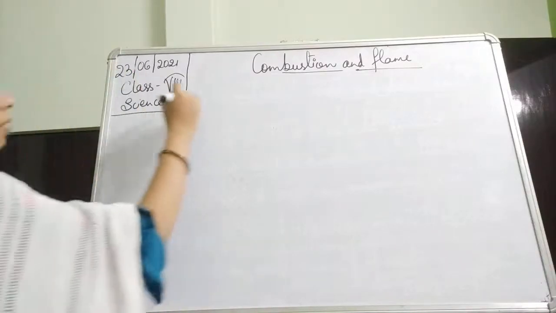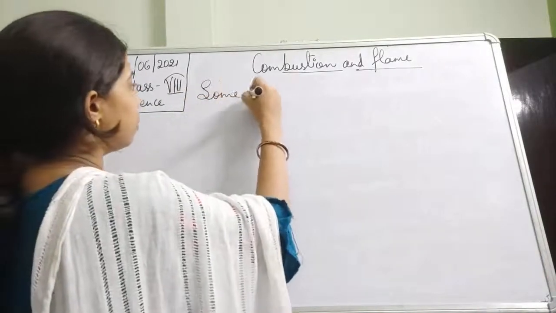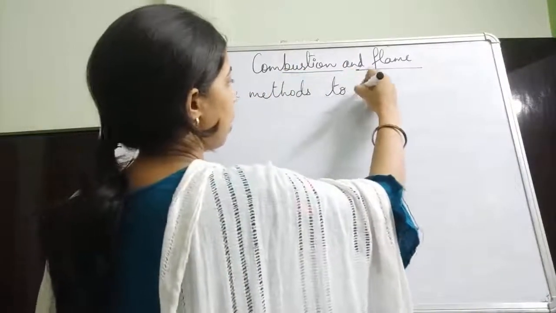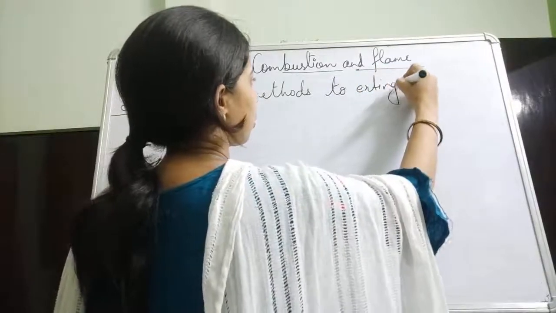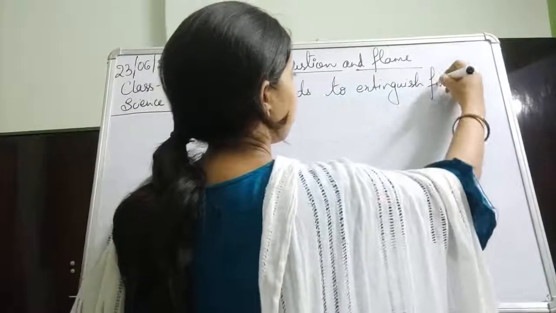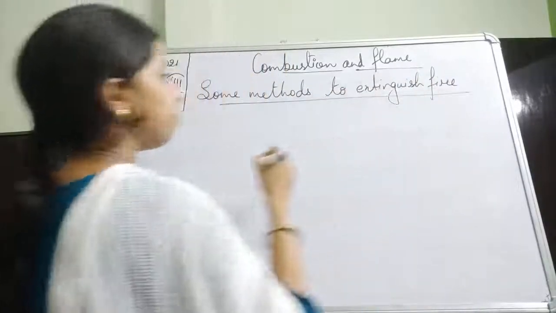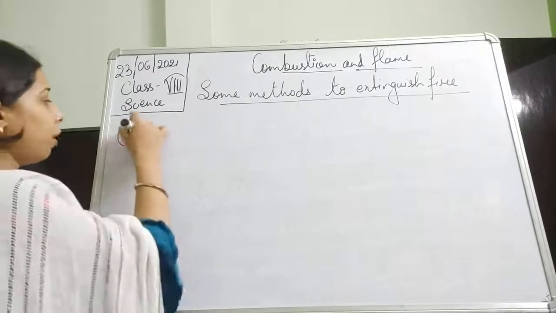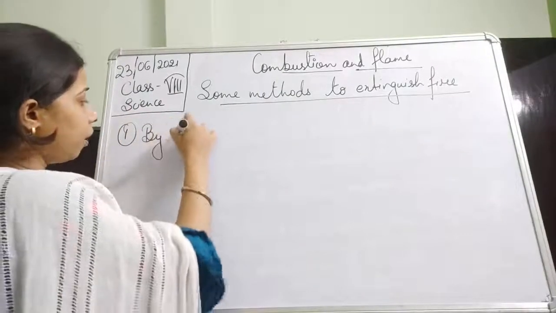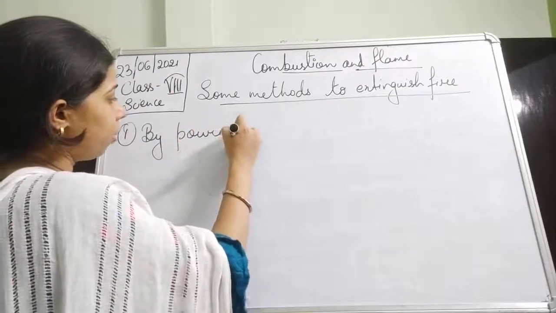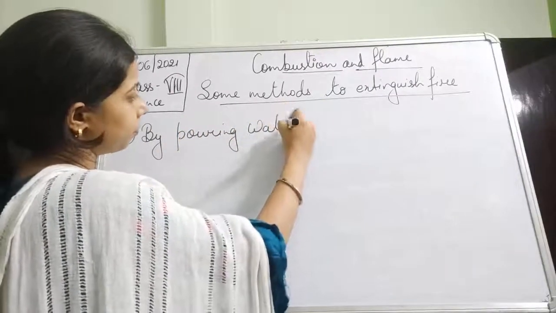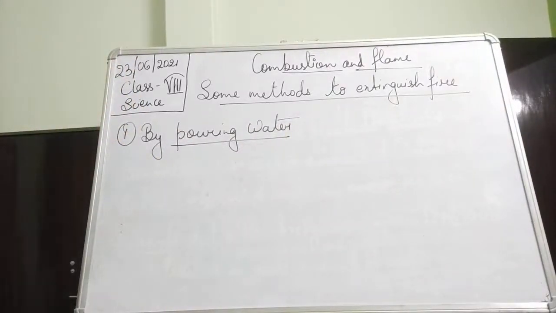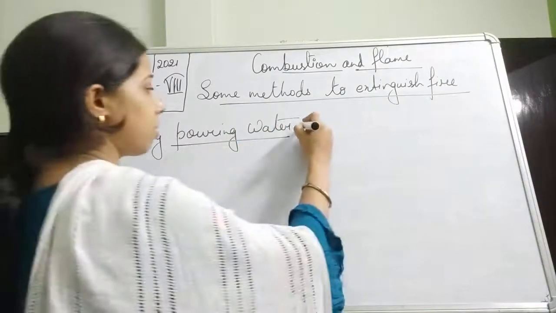Some methods to extinguish fire. The first one is by pouring water. Okay, so the first one is by pouring water, students.